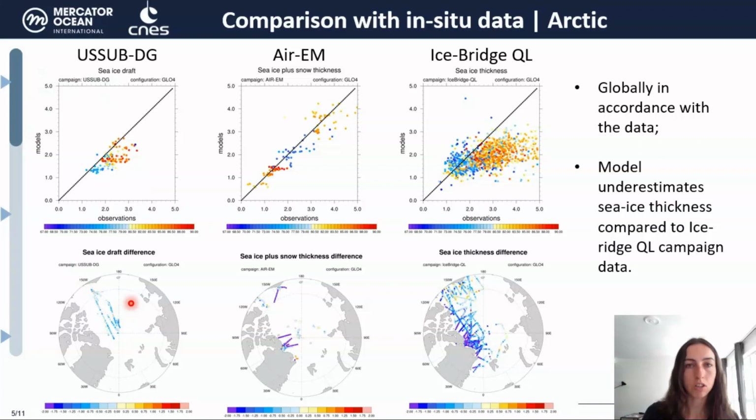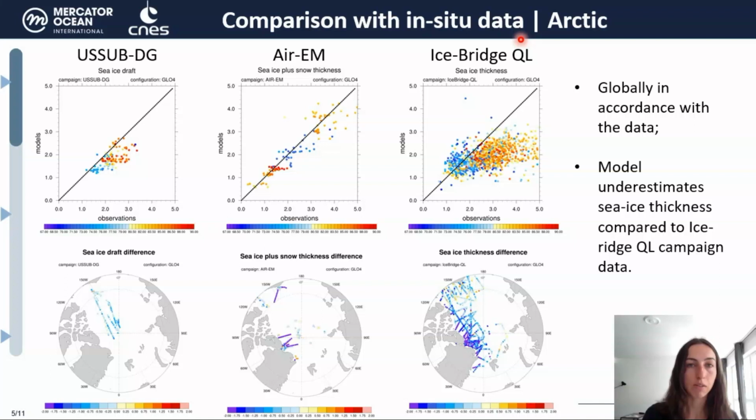The in-situ observations of the first column here are from the USAB DG campaign. These are sea ice draft measurements from submarines, sea ice draft being the height of the ice under the sea level. The second column here represents airborne observations from the AEM campaign. It takes radar altimetric measurements of the total sea ice plus snow thickness.